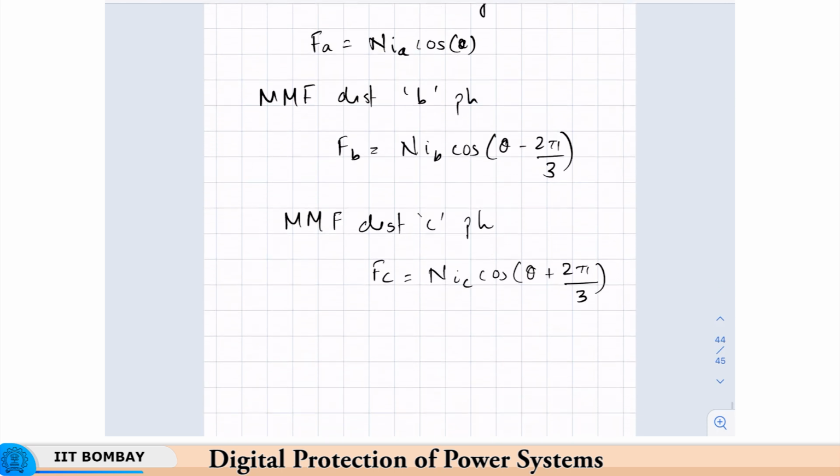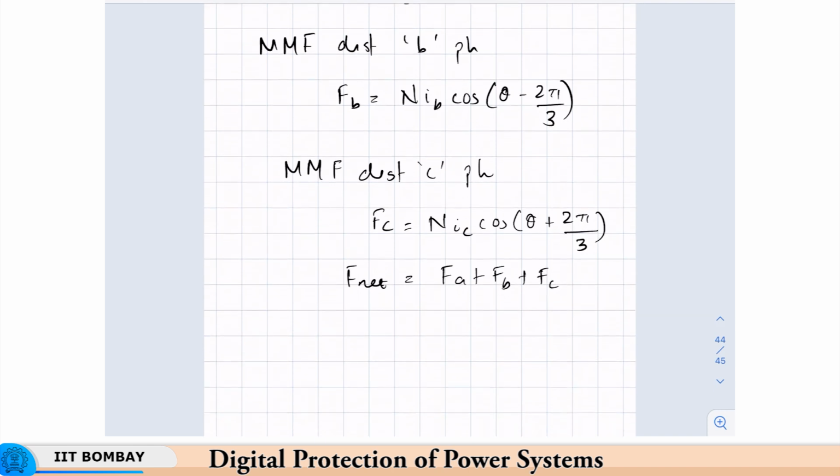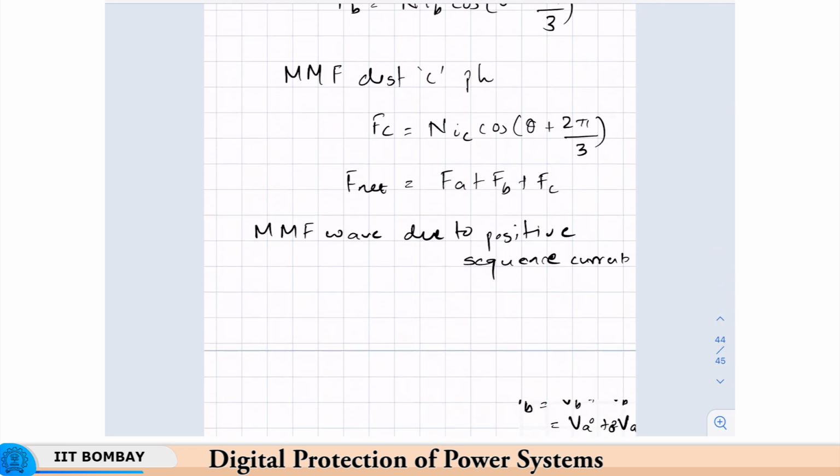Now, what is the net MMF in the gap? It is given by F net is equal to FA plus FB plus FC. These are phases, of course. Now, suppose the currents were to be positive sequence currents. So, what is the mathematical expression for the MMF wave due to positive sequence currents? Okay, we will substitute positive sequence currents in the above expression of MMF.